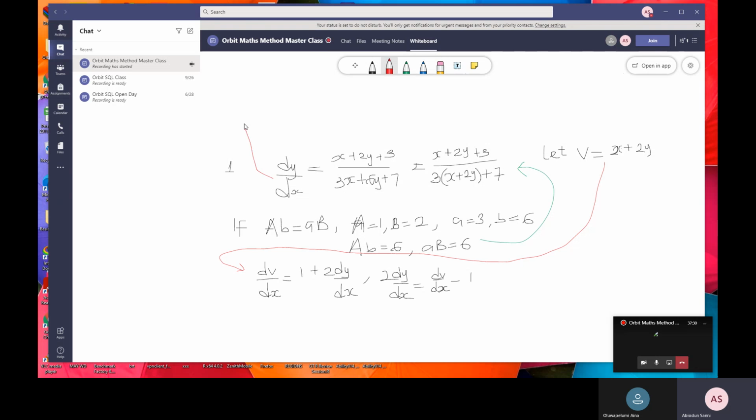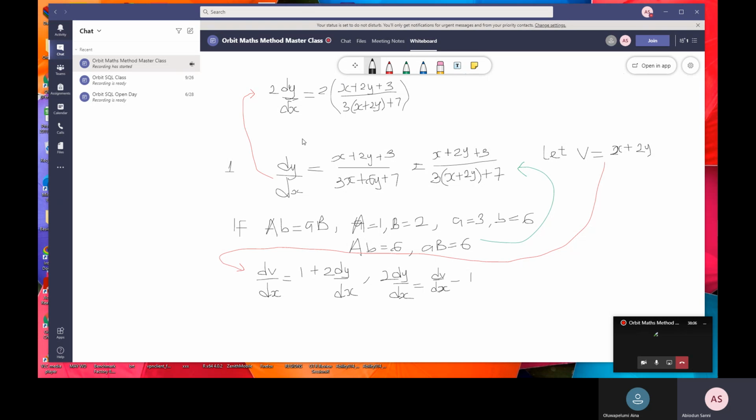So from this place now, if I multiply both sides by 2, because I have 2 dy/dx, 2 dy/dx is now equal to 2 times (x + 2y + 3) all over 3 times (x + 2y) plus 7.